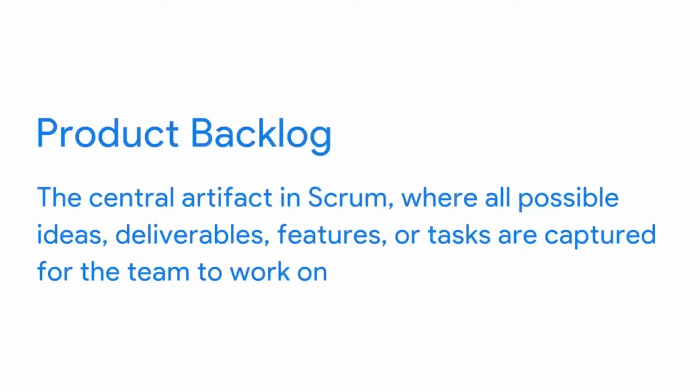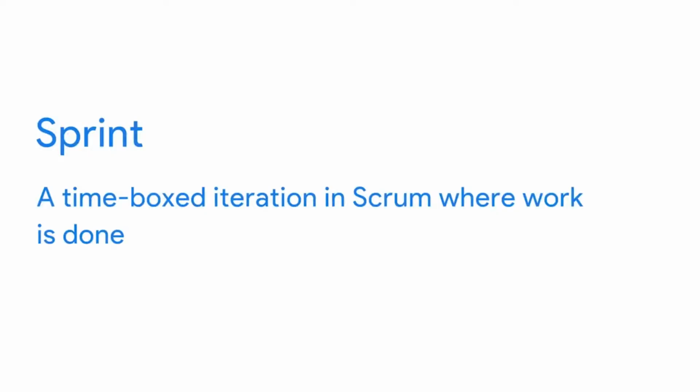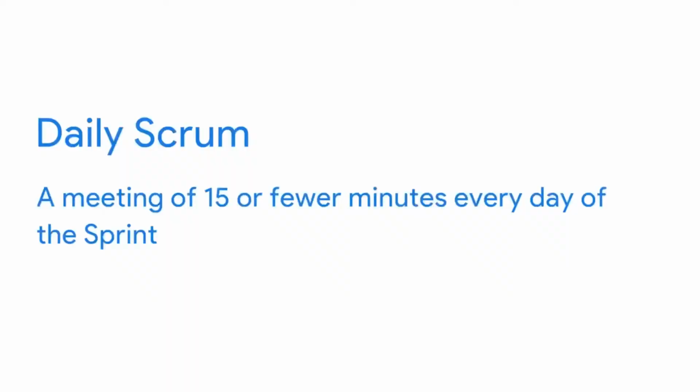First, let's review some terms and concepts specific to Scrum. The backlog is the central artifact in Scrum where all possible ideas, deliverables, features, or tasks are captured for the team to work on. It's prioritized and proactively managed by the team continuously throughout the life of the project. The sprint is the name of the time-boxed period in Scrum where work is done. The sprint can be between 1 and 4 weeks long, but most sprints are around 2 weeks. This is often called the iteration. And then there's a practice called the daily Scrum, also called the stand-up. This is where the team meets for 15 minutes or less every day of the sprint to inspect their progress toward their goal.